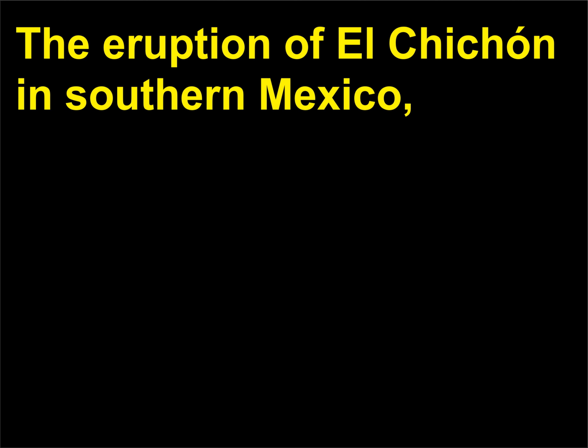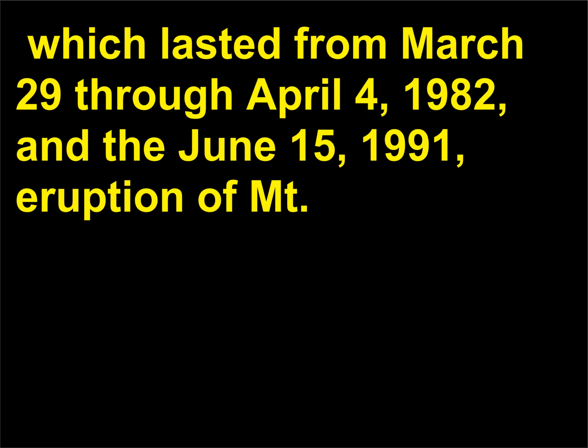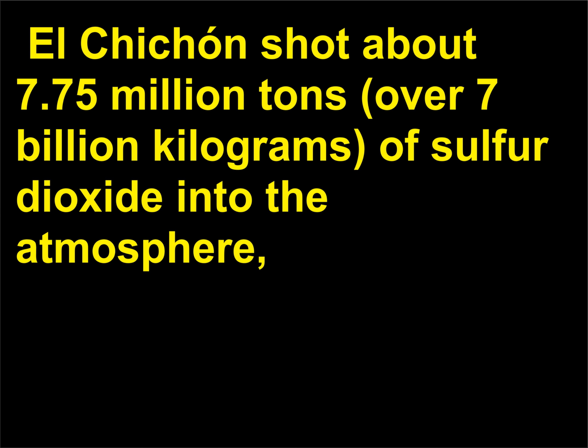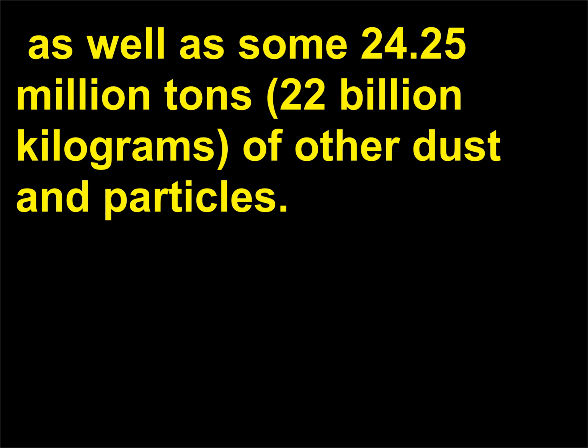The eruption of El Chichon in southern Mexico, which lasted from March 29 through April 4, 1982, and the June 15, 1991, eruption of Mt. Pinatubo in the Philippines caused significant disruptions to the planet's climate. El Chichon shot about 7.75 million tons, over 7 billion kilograms, of sulfur dioxide into the atmosphere, as well as some 24.25 million tons, 22 billion kilograms, of other dust and particles.